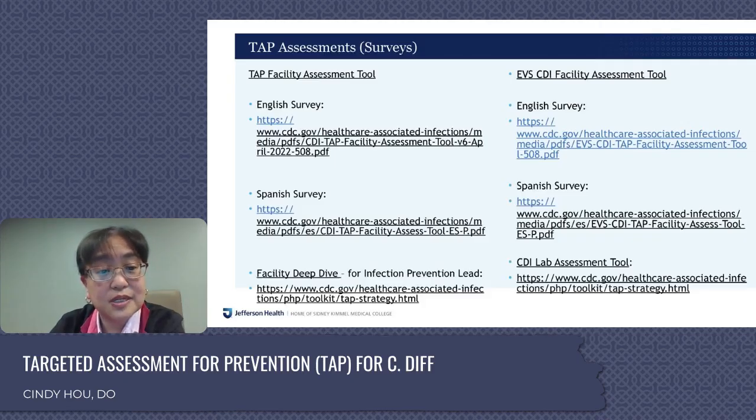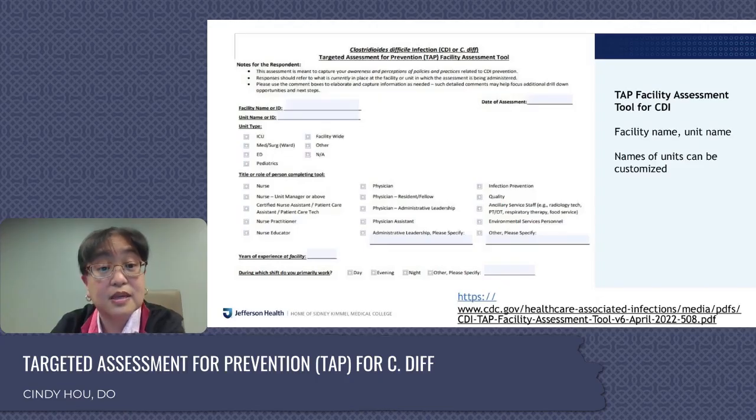And what is also really nice is the different surveys come in English or Spanish, and that's called the facility assessment tool. If you wanted to do a deep dive for the infection preventionist, then you could, there's a link for that, versus for environmental services, they might have different surveys compared to what the lab might ask about. And what's also nice, it's provided in English and in Spanish. These are very tiny, but the next several slides detail what the actual assessment looks like.